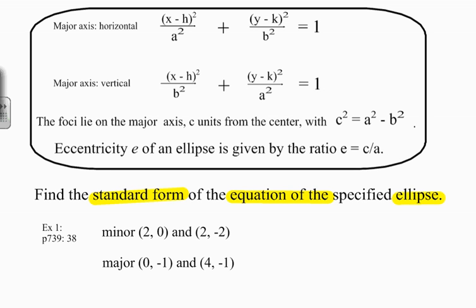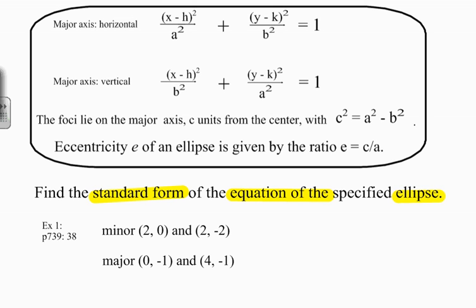So without further ado, the first thing we're given in this one is a minor axis of (2, 0) and (2, negative 2). So we're going to graph this. I'm going to try to make this a little bit bigger because it's going to be relatively small. So we have (2, 0), here's (2, 0), we'll graph that. And then we have (2, negative 2). Probably should move that down a little bit more. Right there we go. And right here is our minor axis.